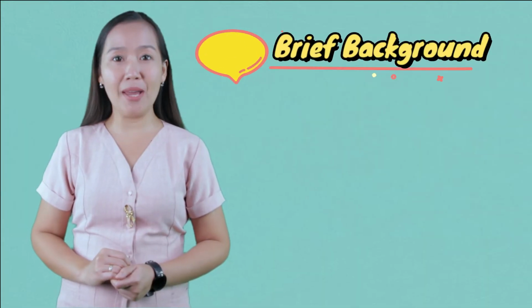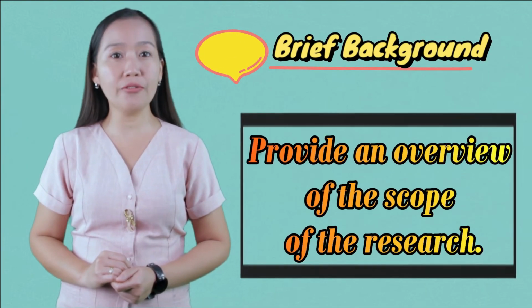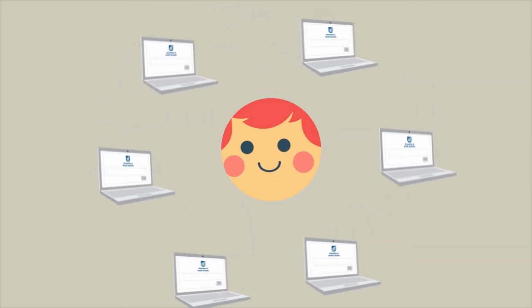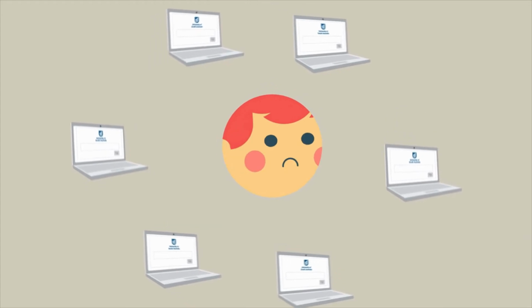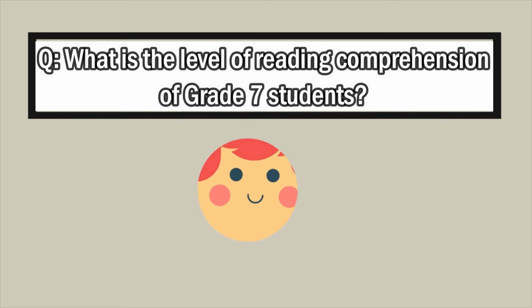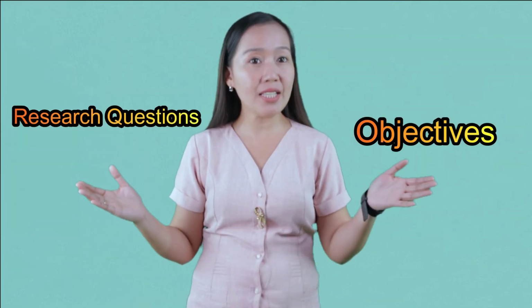In writing a brief background, you have to provide an overview of the scope of the research. For the objectives of the study or the statement of the problem, articulate what you intend to find out or achieve in the study. Some researchers use research questions that they intend to address in the report. Others articulate the objectives of the study. Either way, research questions or objectives are tools to guide readers in knowing the direction of the research.